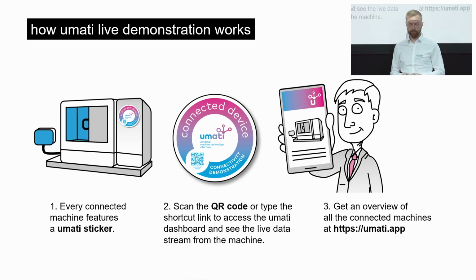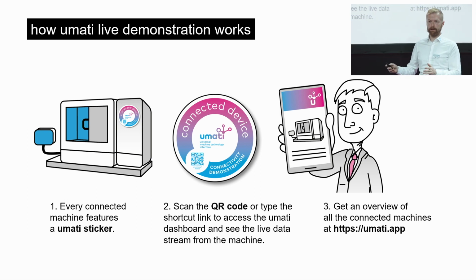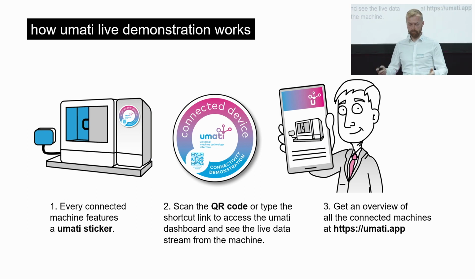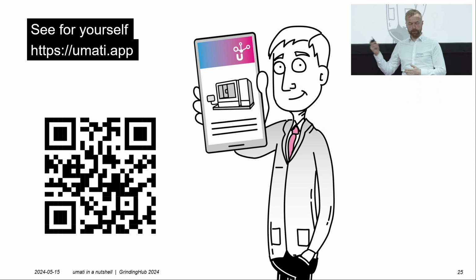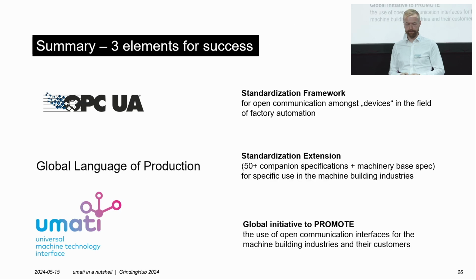How does the demonstration work? For example, on several machines at this trade show, we have the Umati stickers. Each sticker has a QR code. One can scan this code on a phone or a tablet and get the real-time data from this machine. That is super simple and also quite impressive. You can see it for yourself. You can scan this QR code and open the page. There you can select the grinding hub and see all the machines which are up there.